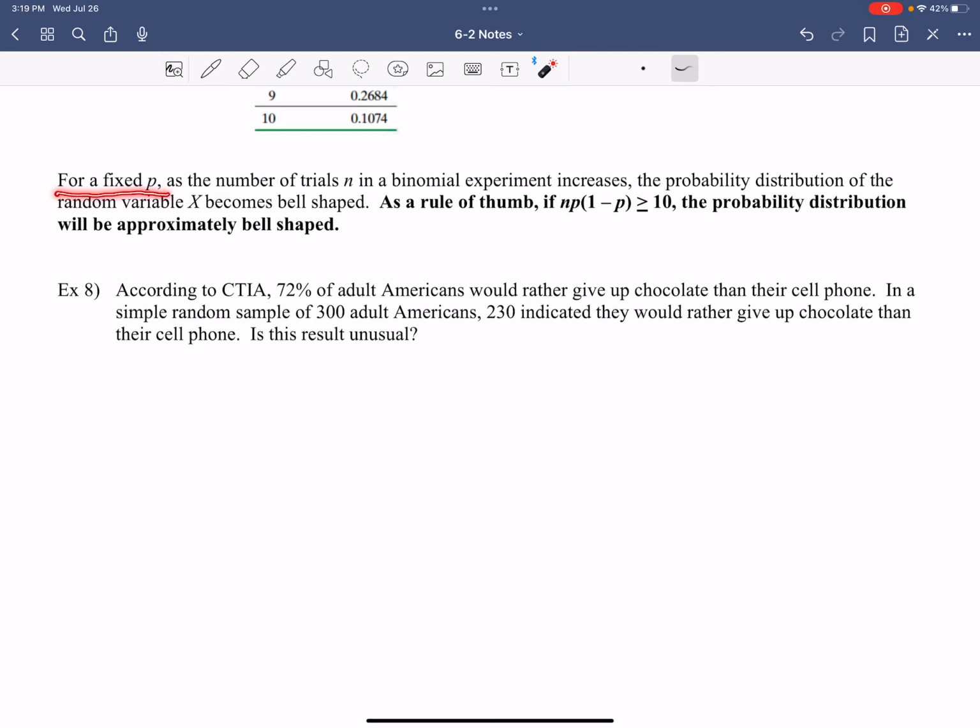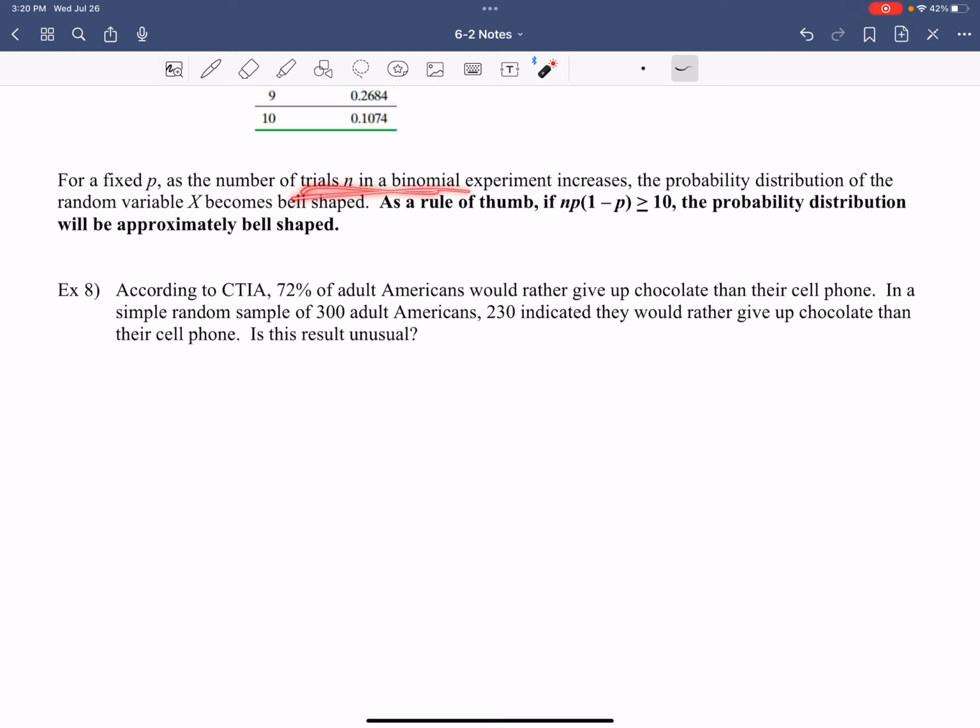For a fixed P, as the number of trials increases, so my quantity is increasing, the probability distribution becomes bell-shaped. Well, thank you, Captain Obvious. I mean, how many times have we heard that before? The law of large numbers. The more numbers you put in there, the more accurate, the more normal the data gets. Ta-da! Same thing is still happening here, right?